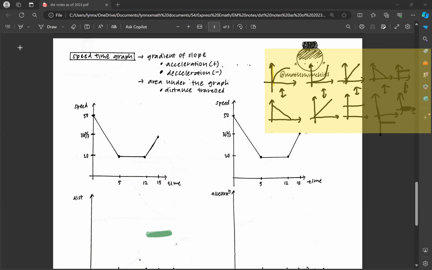Now, guys. So we are going from what time graph to what time graph? From here.